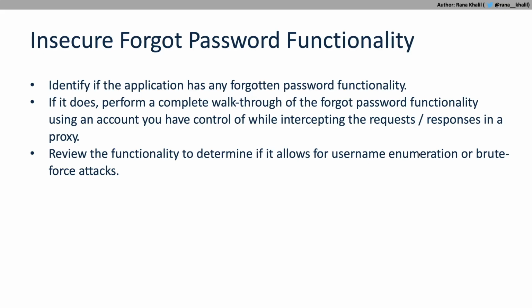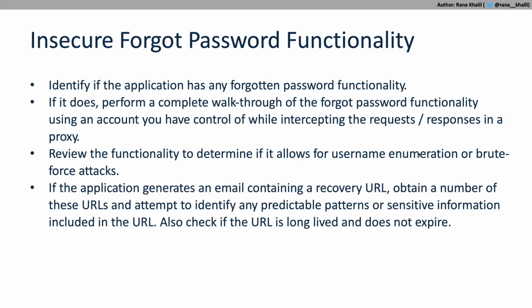a user account. Now, if the application sends an email address containing a recovery URL, that should definitely also be tested for vulnerabilities. So you would obtain a number of these URLs and attempt to identify any predictable patterns or sensitive information included in the URL. You also check if the URL is long-lived and can be used more than once. If it doesn't expire and if it can be used more than once, those are vulnerabilities that should be reported as findings in your report.